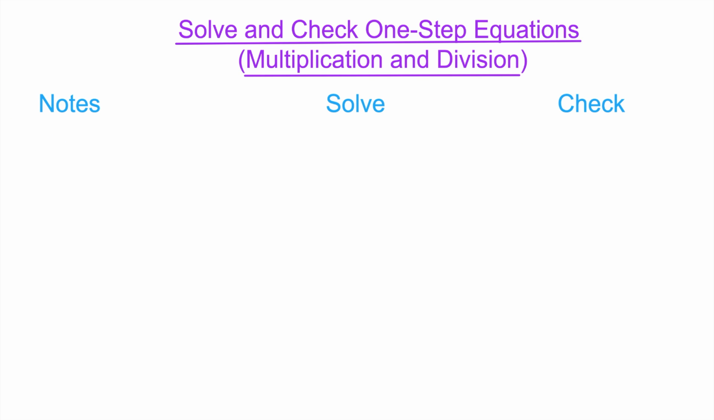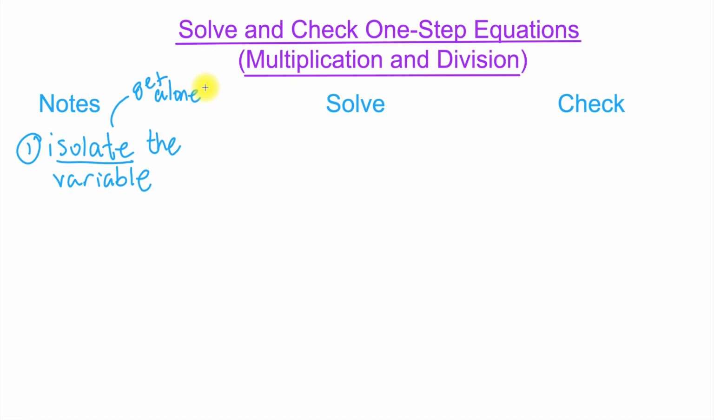So let's make a few notes first. Our goal primarily is always to do the following. Number one, our goal is to isolate the variable. And isolate is just a fancy word meaning to get it alone, to get by itself. So if we see the variable w in an equation, then we're trying to get that variable w by itself. If we see a variable x in an equation, we're trying to get that variable x by itself.